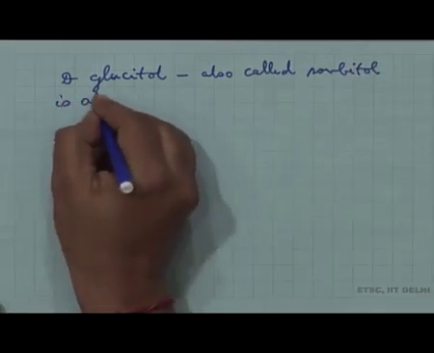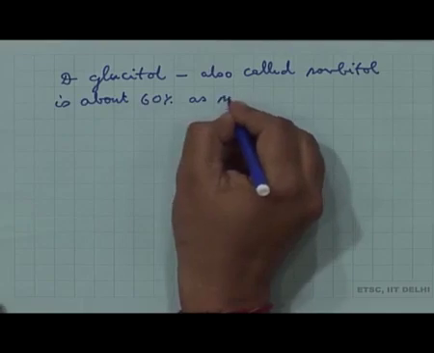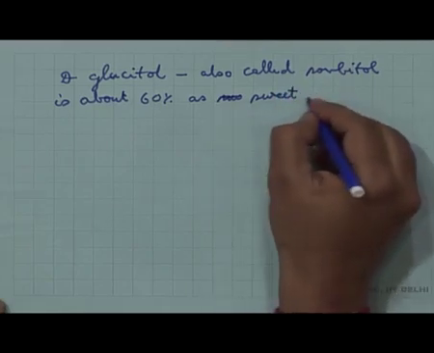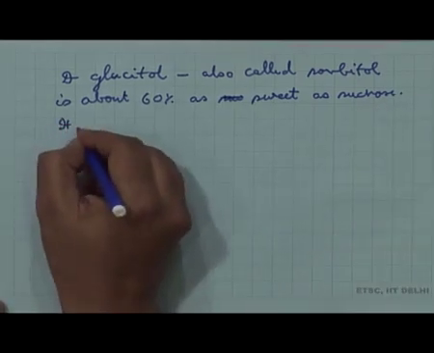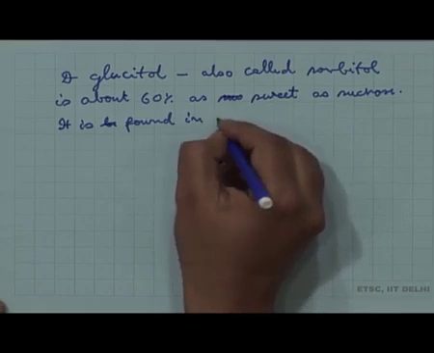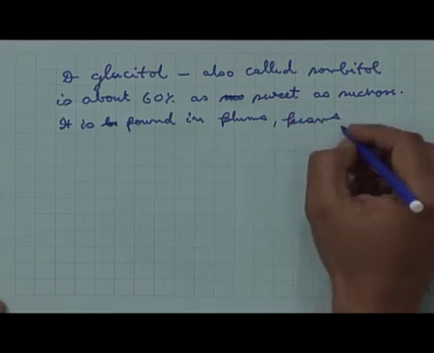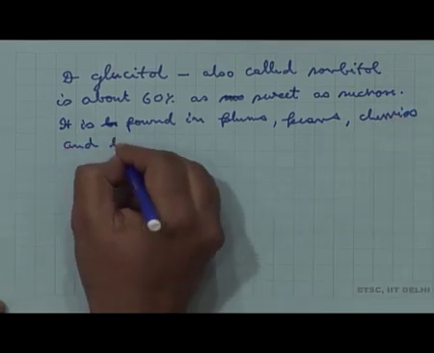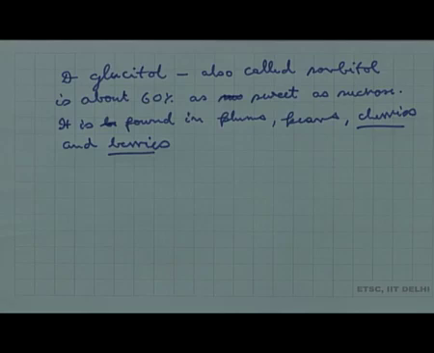Sorbitol is about 60% as sweet as sucrose. It is found in plums, pears, cherries and berries. It is 60% as sweet as sucrose.